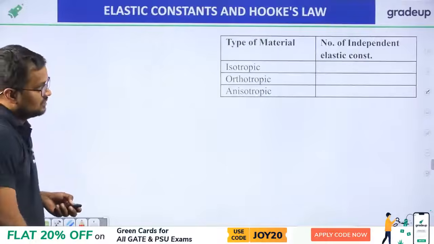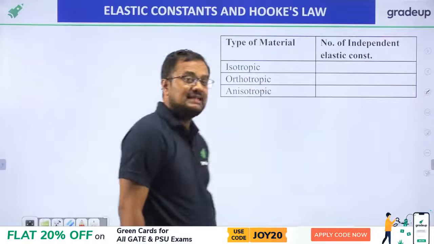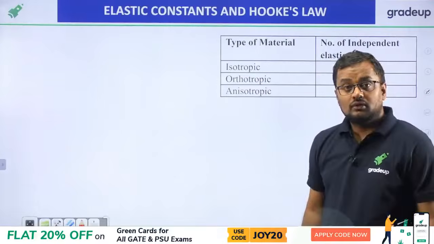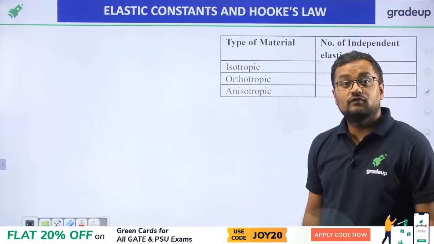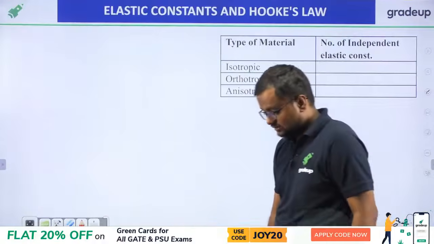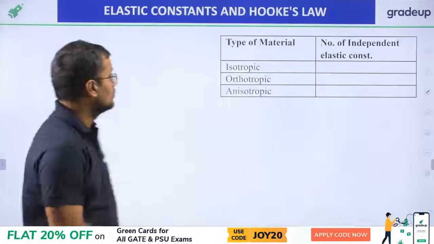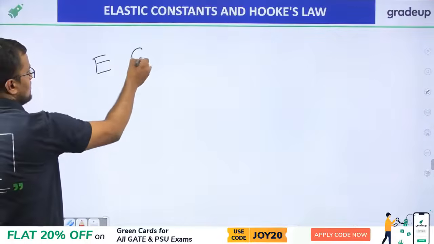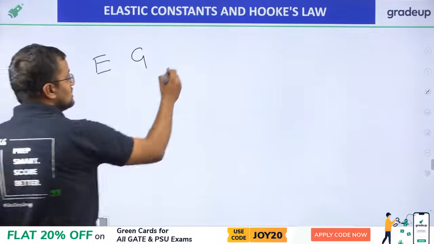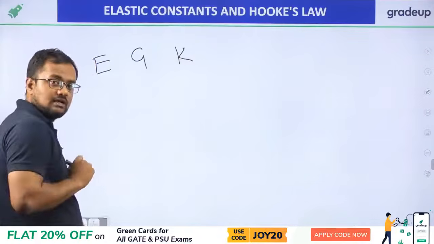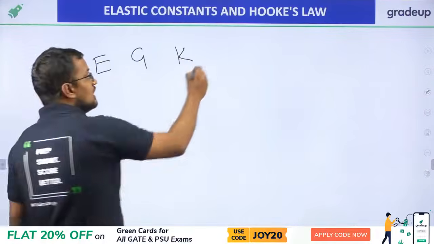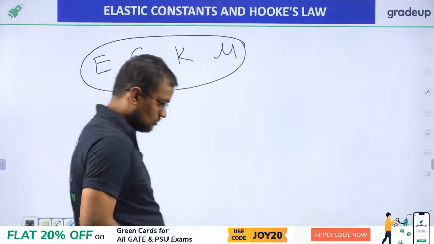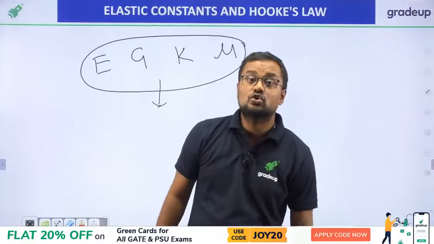My friends, what is the number of independent elastic constants? Till now we have dealt with 4 elastic constants: E, normal stress by normal strain; G, shear stress by shear strain; bulk modulus K, hydrostatic stress upon volumetric strain; and mu. Those were all told by me for isotropic material.